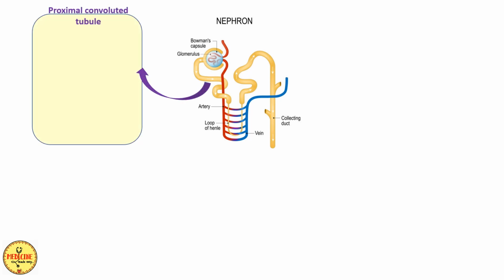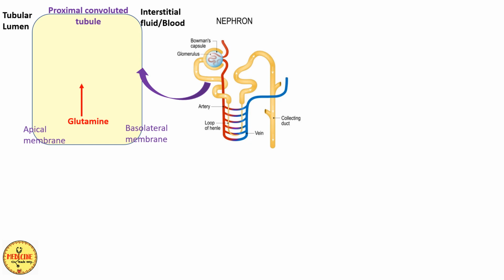The proximal convoluted tubular cell would look something like this. It has its apical membrane separating it from tubular lumen and the basolateral membrane separating it from interstitial fluid or blood. And inside the proximal convoluted tubule, you have glutamine. Glutamine helps in synthesis of alpha-ketoglutaric acid and ammonia.